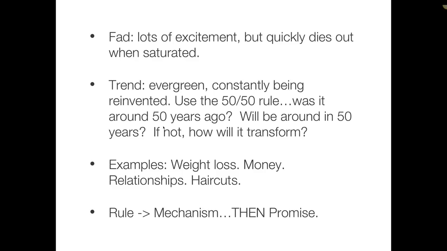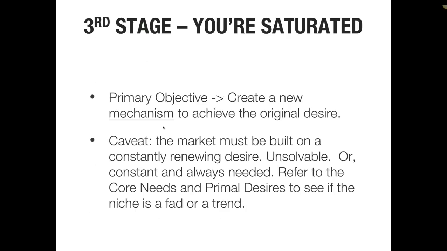One rule that I use, this is what I learned from my mentor, Ryan Levesque, is the 50-50 rule. Was it around 50 years ago and will it be around in 50 years? If not, how will it transform? You might think, well, okay, Pokemon Go was not around 50 years ago, but Pokemon was around 20 years ago. Collectible card games, collectible games in general, have been around for way over 50 years, and they will continue to be around for the next 50 years. So that is how you find a trend and use a trend versus looking at a fad and being caught up in a fad. And that's one way to help your analysis when you're in the third stage.